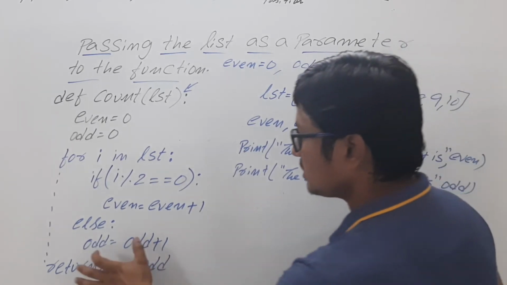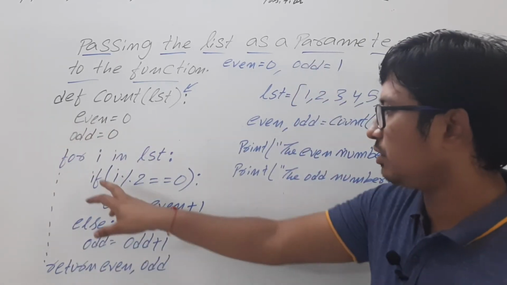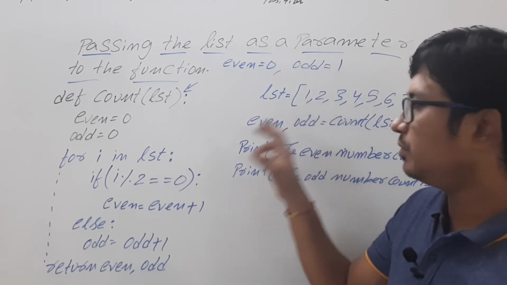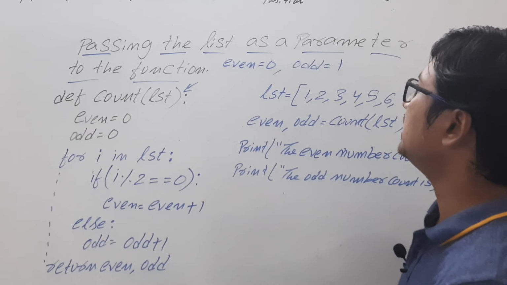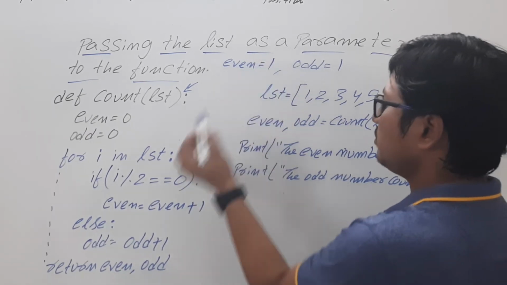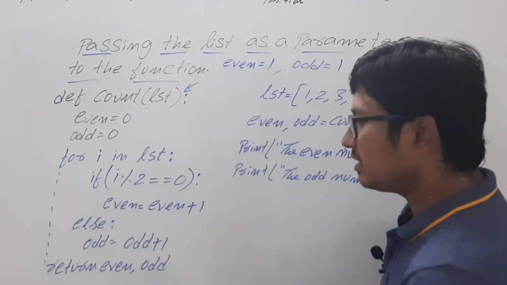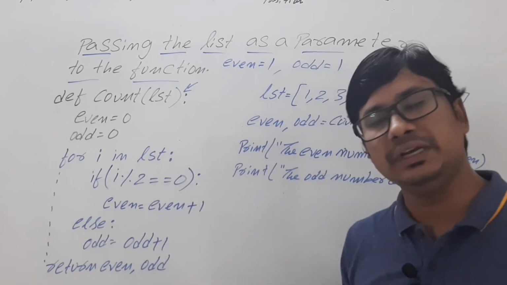Then once it is done, again the control will go to the for loop. Now next time the 2 will come. 2 modulus 2, you will get the remainder as 0. So even count will be increased, because this condition will be true. Once this condition is true, the statements which are there in the if block need to be executed.